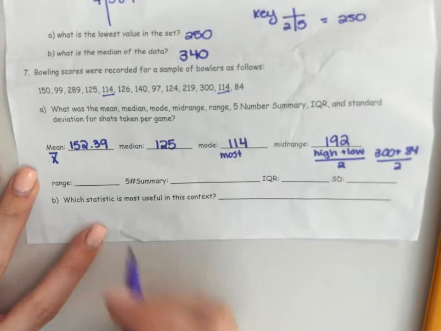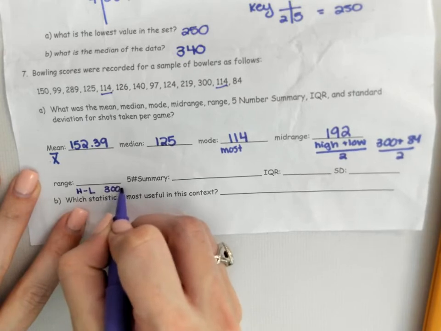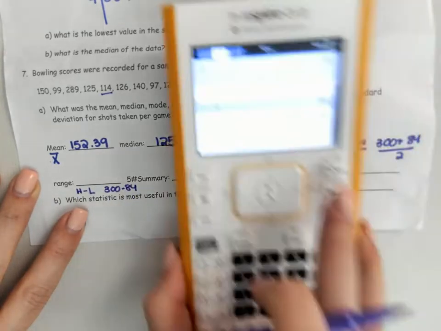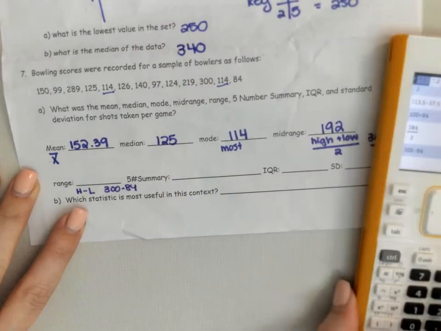The normal range, we just take the high minus the low. So 300 minus 84. 216.